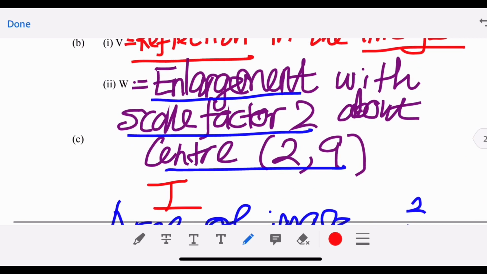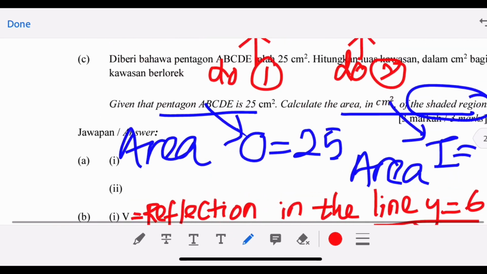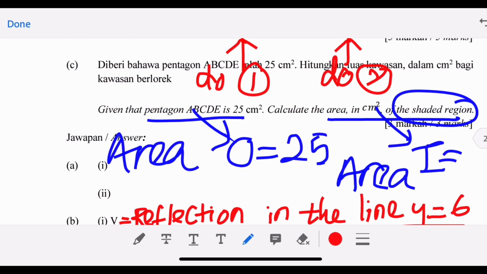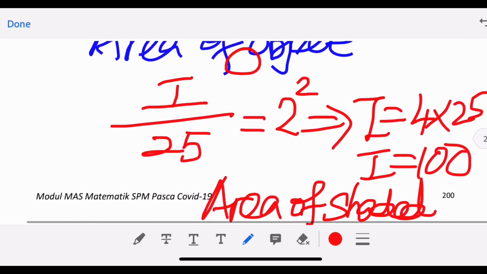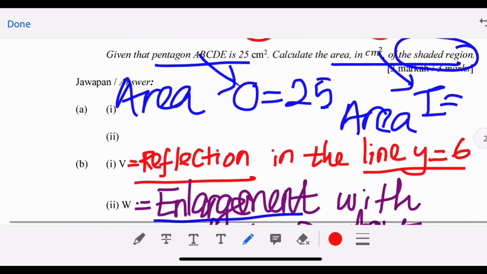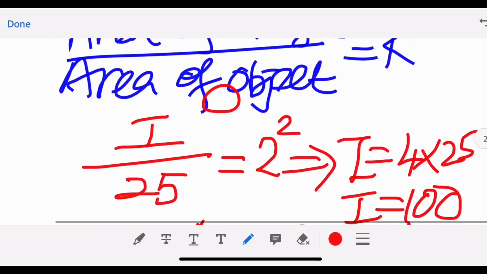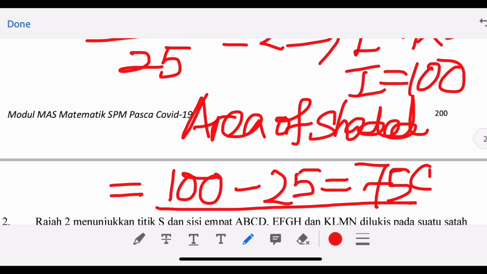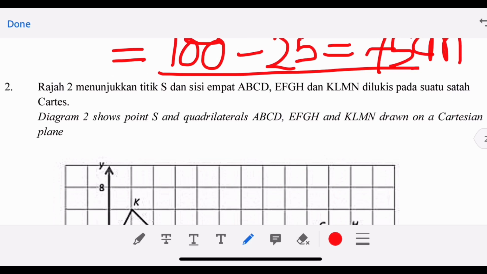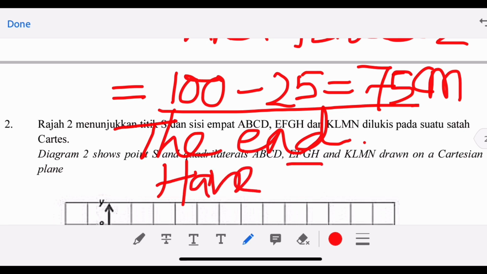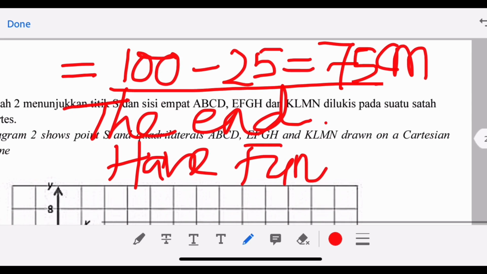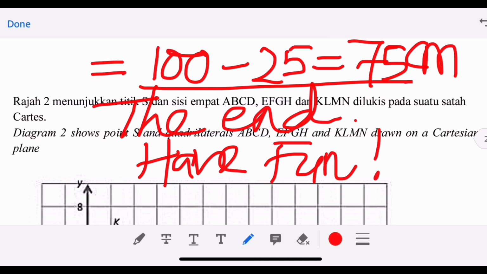You understand? You have to write the unit. Make sure the unit is perfect. Alright. Okay. So now area of the shaded region is 100 minus 25 centimeters square. Okay, that is how you answer the transformation question in your exam. Okay, make sure you write the answer in the answer space. Okay, so I think almost the end of my class. So have fun with transformation.